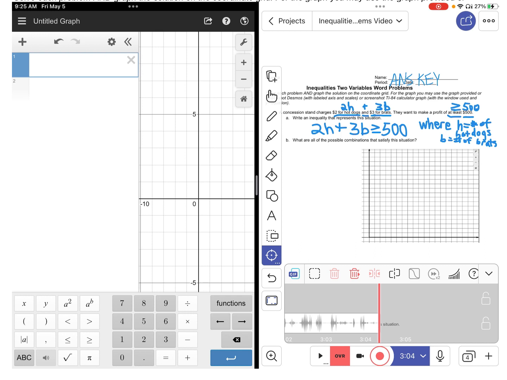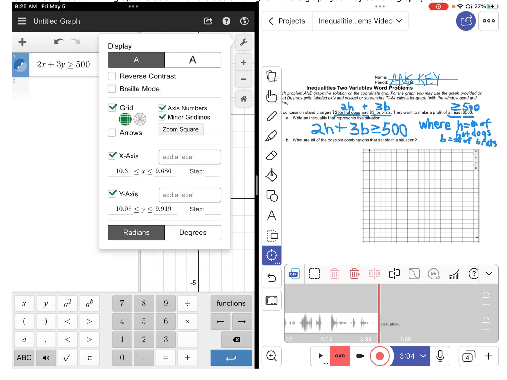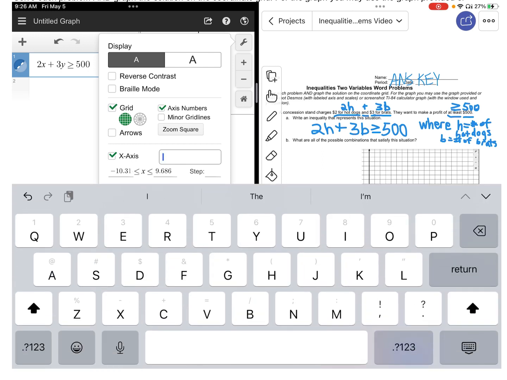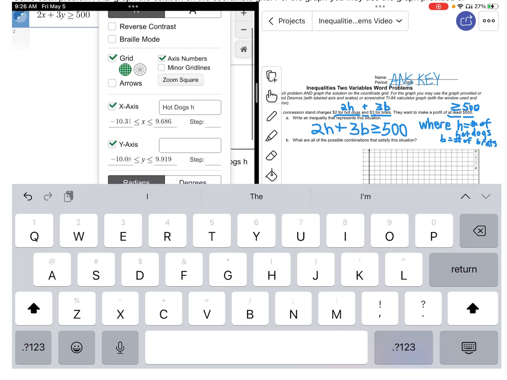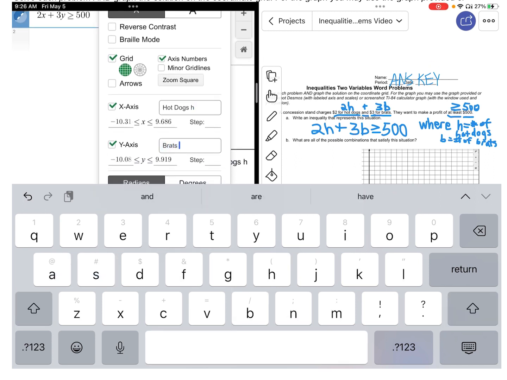So we have 2h plus 3b is greater than or equal to 500. I'm going to let the x be the hot dogs, plus 3y for the brats is greater than or equal to 500. So I type in 2x plus 3y is greater than or equal to 500. What I'm saying here, I'll take off the minor grid, I'm saying that the hot dogs, h, is for the x, and I'm going to do brats, b, for the y.